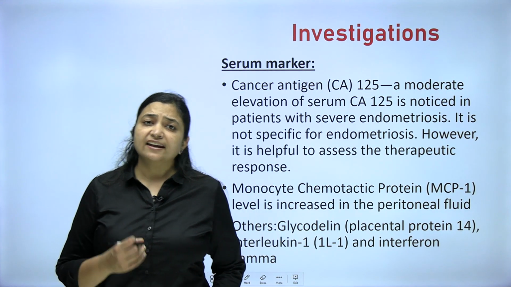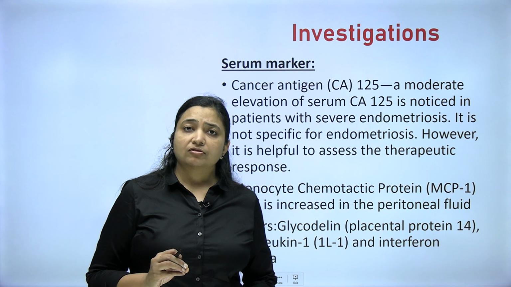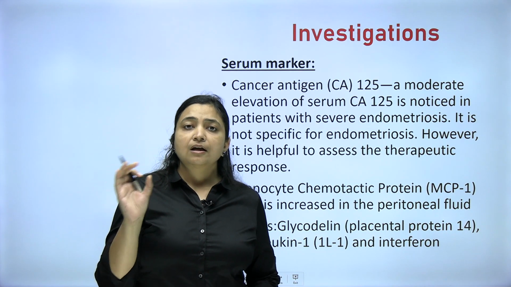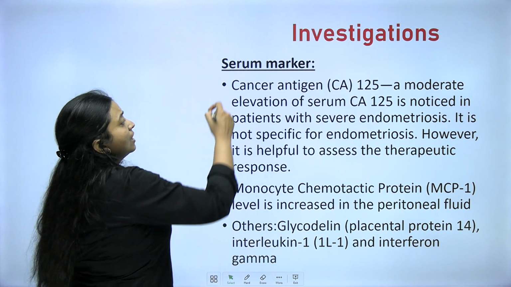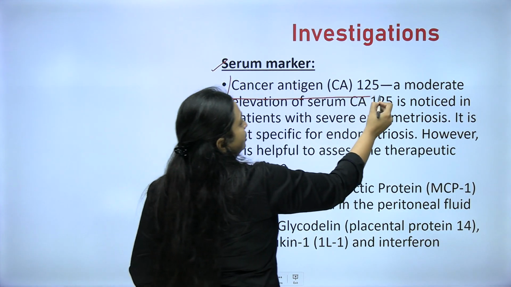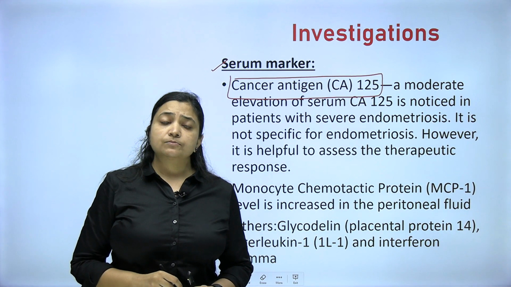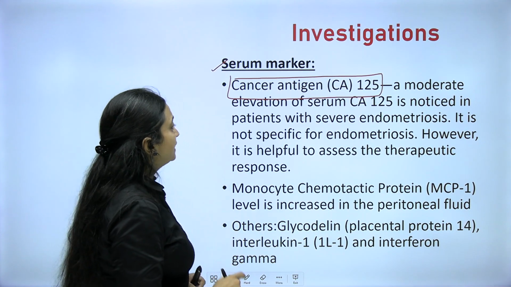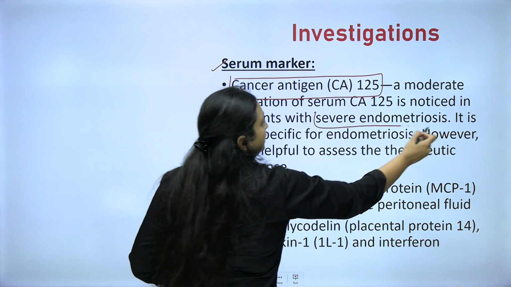Investigations. It is such an enigmatic disease that you cannot say that the patient is having endometriosis till you see it with your own eyes. So laparoscopy is the gold standard. Before laparoscopy, just to form a tentative diagnosis, you can go for serum markers, but they are not very helpful. The most important of all is CA125. CA125 is not specific for endometriosis, it is more specific for epithelial origin ovarian cancers. But yes, it is moderately elevated in cases of endometriosis, that too severe endometriosis.